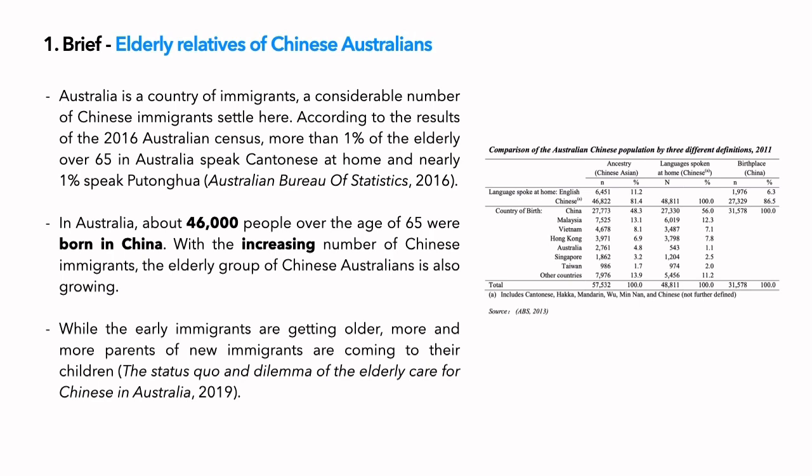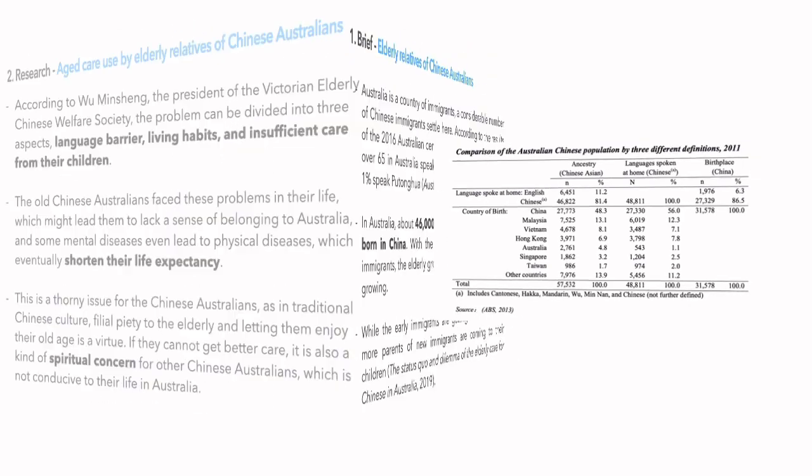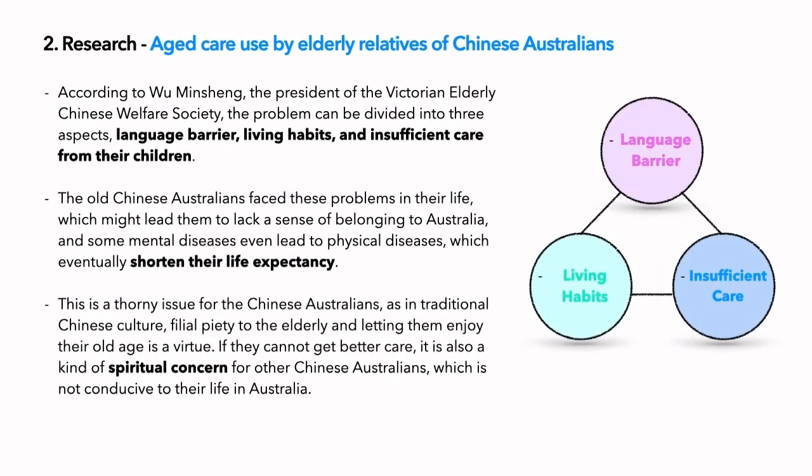As we all know, Australia is a country of immigrants. A considerable number of Chinese immigrants settled here. In Australia, about 46,000 people over the age of 65 were born in China. With the increasing number of Chinese immigrants, the elderly group of Chinese Australians is also growing. Based on this situation, I started to research the aged care used by elderly relatives of Chinese Australians.